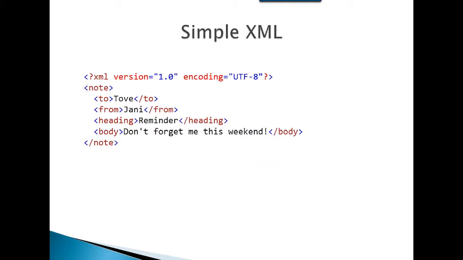Next slide, please. When you're actually writing the XML, here's an example of that. I'm creating a note and I'm sending it to Tove from Jani with a heading, a reminder, with a body, don't forget me this weekend. So that's the message that's being transmitted. This message needs to follow that schema, right? If you try to validate this message and it doesn't meet the format of the XSD file that you just saw before, it's going to fail and tell you it doesn't meet that standard. So you can pretty much define how you want to transmit messages, what your messages are going to look like, so that there's an agreed upon standard on how that's going to work on both sides.